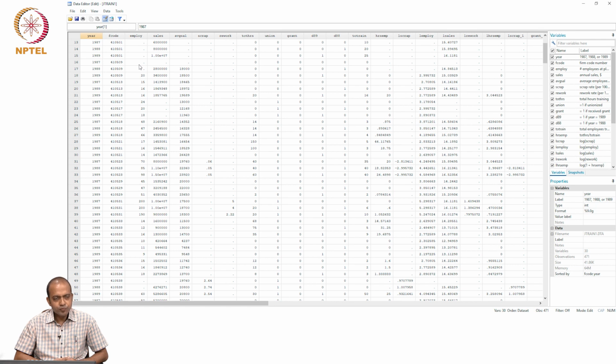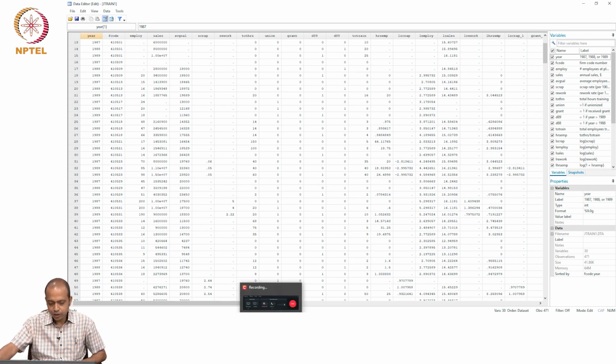So, here we will try to understand the impact of training on employees' performance. We have several variables, but we are not going to include each and every variable. Rather, we will take only the number of scrap items, and how that is related to training, which is again determined by the grant. All right.